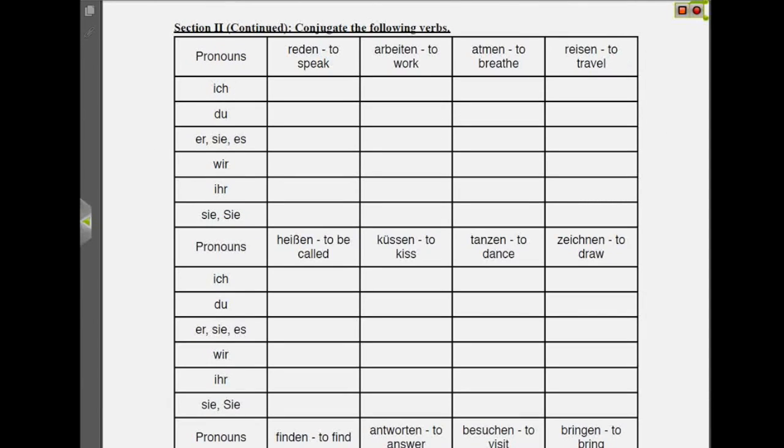Now here we have a few more examples of verbs, and this time we have a few examples of some exceptions to the rule.